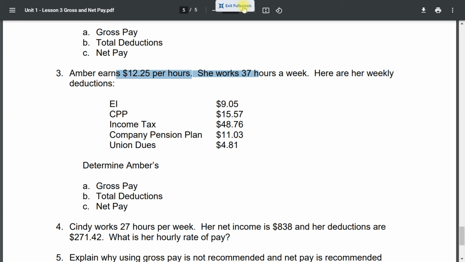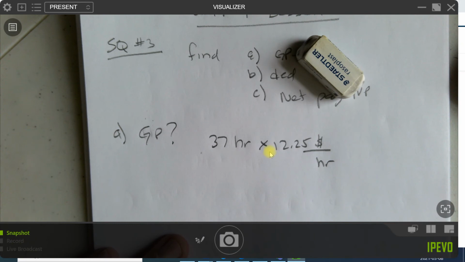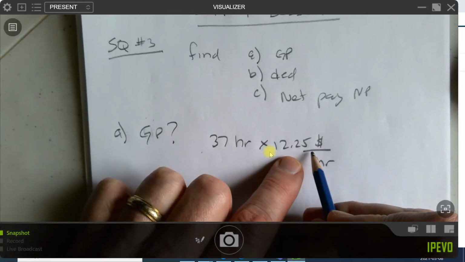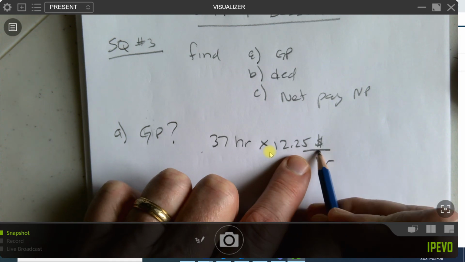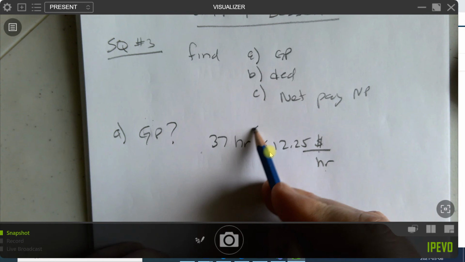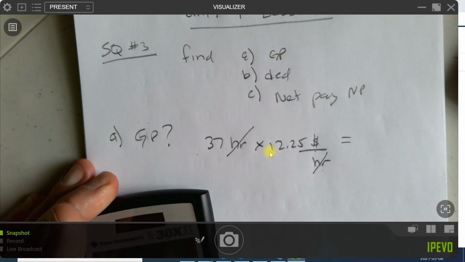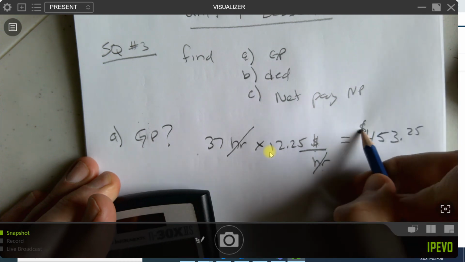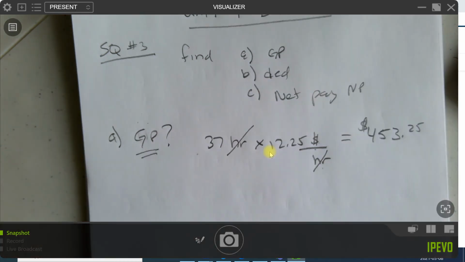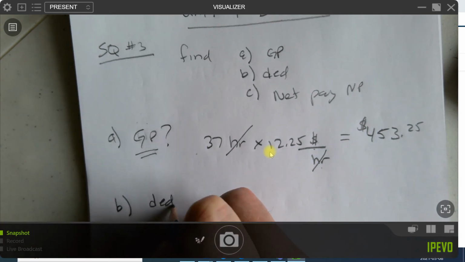So going back, I've just written that down here. So they work 37 hours at $12.25 per hour. Remember that per hour and the hours cancel out. And that gives us, put that in the calculator, 37 times 12.25 equals $453.25. So that's our gross pay. So we've answered part A. So part B is deductions. So what are the deductions? We're just going to add them all up.